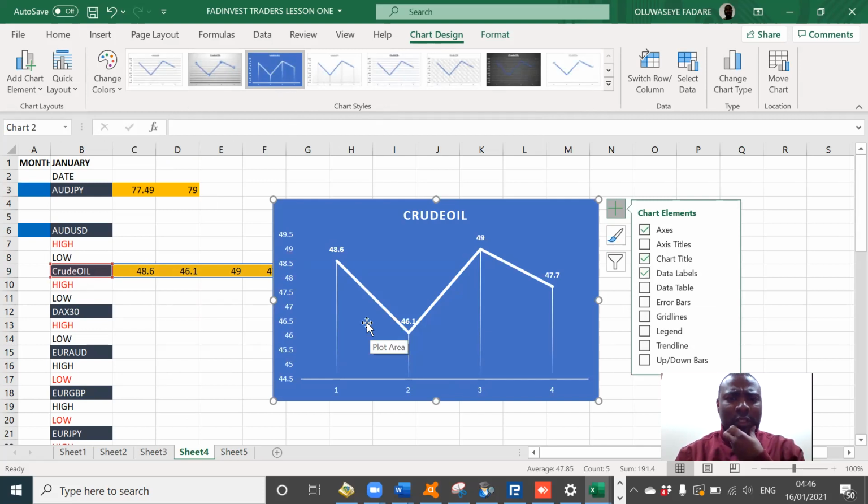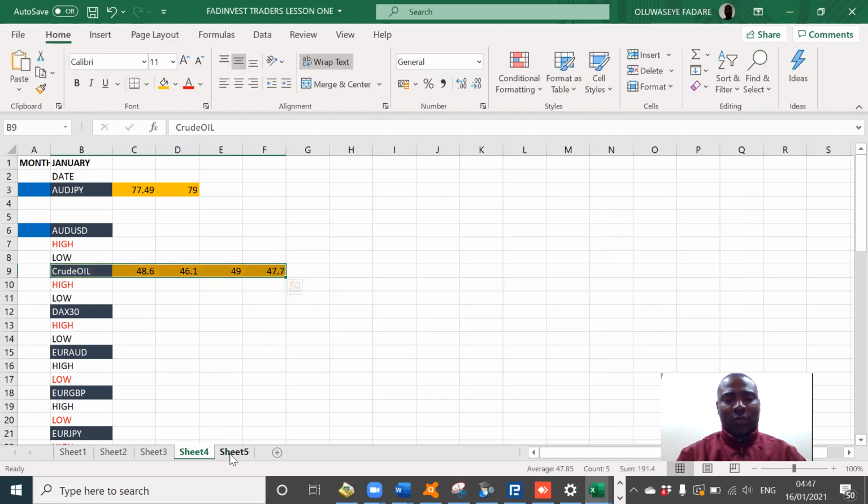So you can see crude oil started from 48.6, came down to 46.1, went up again. You can see the new high 49 is higher than 48.6. And our new low 47.7 is higher than 46.1. So which means this one now might likely be moving towards the high side. Our low is not below the previous low, so this is our current lowest, and the high will likely be increasing in the course of the month.